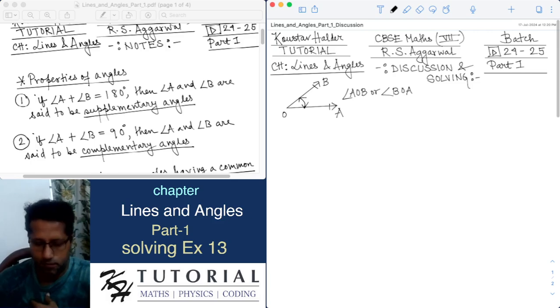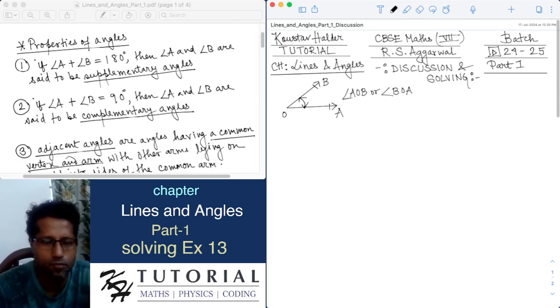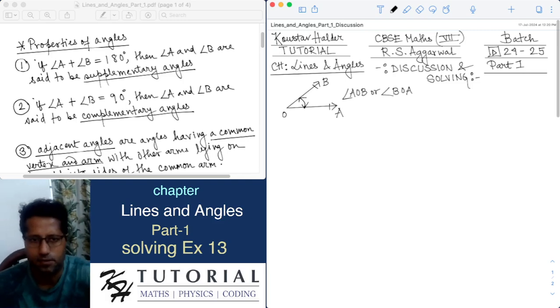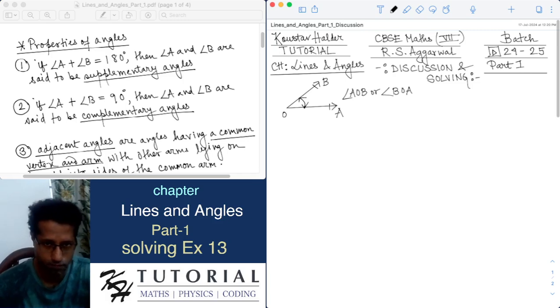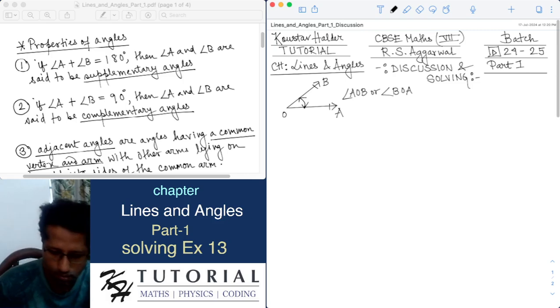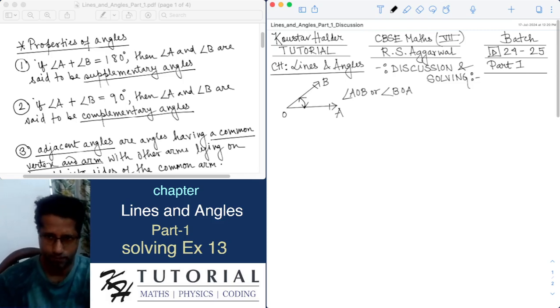So if the sum of two such angles is 180 degrees, then we say that the two angles A and B are supplementary angles, or we also say they are supplements of each other. Similarly, if the sum of two angles is 90 degrees, we say that they are complementary angles, or one angle is the complement of the other. So if angle A plus angle B is 90 degrees, we say that angles A and B are complementary angles, or angle A is complement to B, or angle B is complement to A.